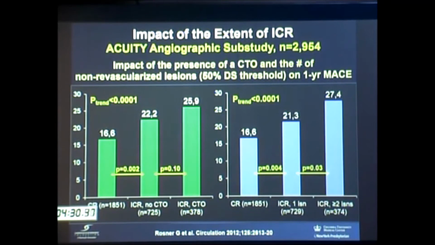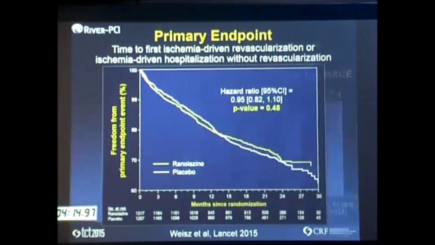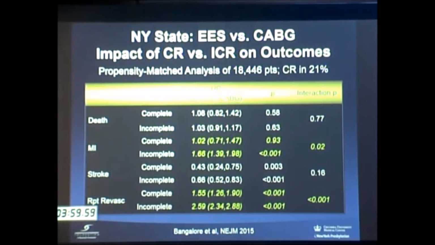Now, we and others have shown that if you leave behind disease within a PCI patient population, those patients who have more disease left behind, particularly if they're chronic total occlusions, do worse in terms of death and myocardial infarction and repeat revascularization over time. And similarly, medical therapy does not really help in these cases. This was a nice study run by Guro Weiss and our colleagues at CRF showing that ranolazine as an antianginal did not really help symptoms or outcomes in patients that were incompletely revascularized.